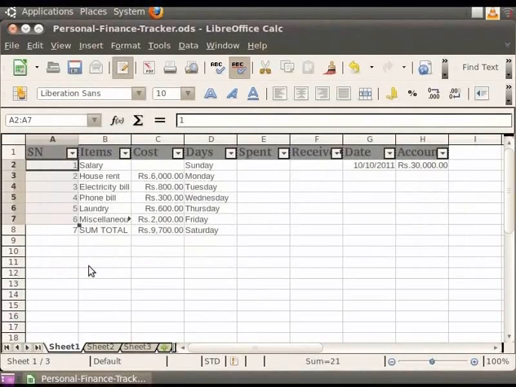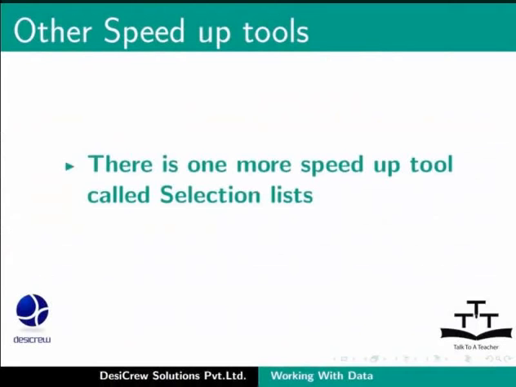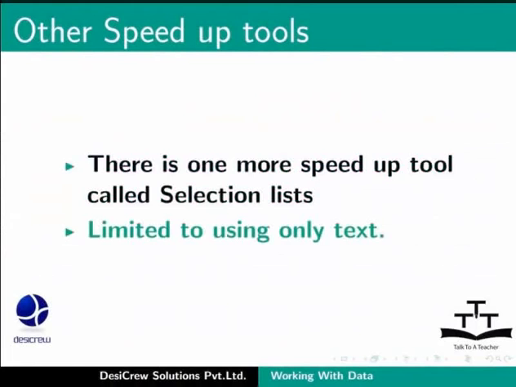In all these cases, the Fill tool creates only a momentary connection between the cells. Once they are filled, the cells have no further connection with one another. Apart from Fill tools, there is one more speed up tool called Selection Lists, which is limited to using only text. We will discuss it in the later tutorials of this series.